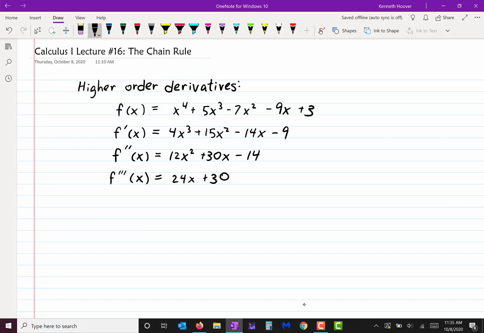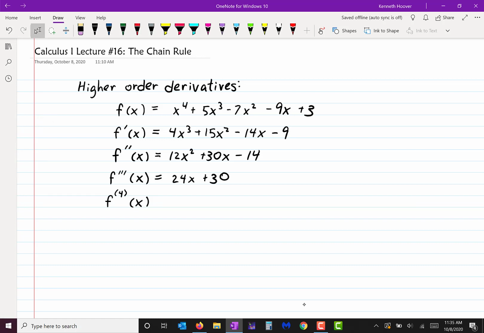We could keep going. Now, it's going to start getting a little bit hard for your eyes to distinguish the number of primes. After 3, that's when people stop doing primes. And here's what we normally start doing. It's not a rule, you don't have to, but normally this is what people do. You'll put a 4 up here in parentheses. The 4 is for the fourth derivative. The parentheses is so that it doesn't look like f to the fourth power.